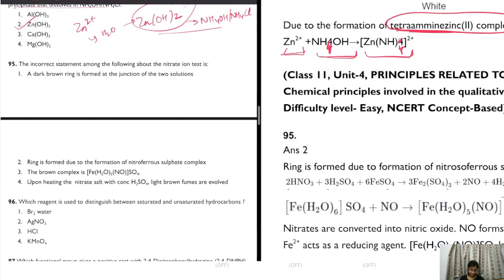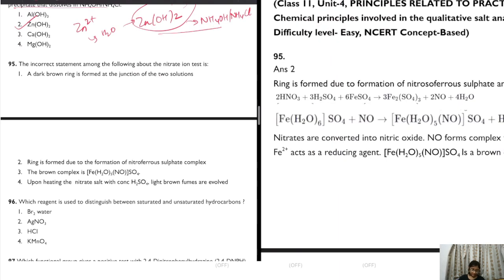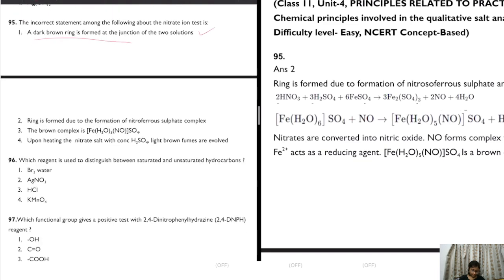Now let's see the next question, which says the incorrect statement among the following about the nitrate ion test is: a dark brown ring is formed at the junction of two solutions. This is correct. We saw it. The ring is formed due to the formation of nitroferrosulfate complex. The brown complex is this. On heating, the nitrate solvent concentrated light brown fumes are evolved. So the incorrect statement is this.